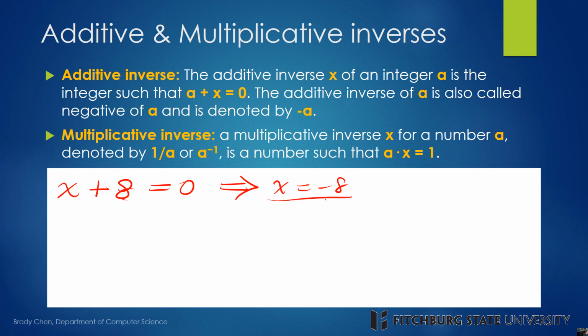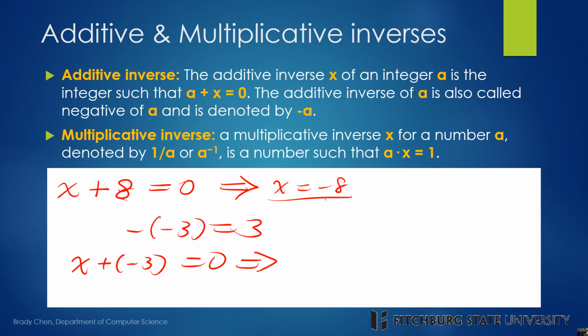That's always the case. Now what is the additive inverse of minus 3? Then it's 3, because when you have a minus and a minus 3, it's actually 3, right? So x is 3. 3 is the additive inverse of minus 3.